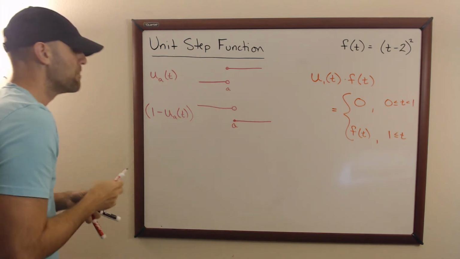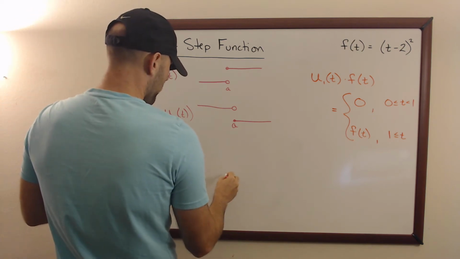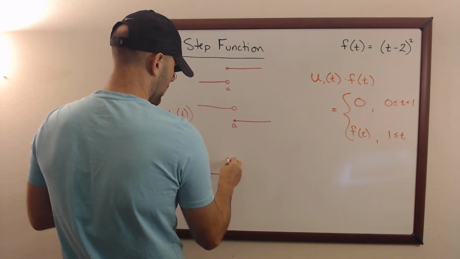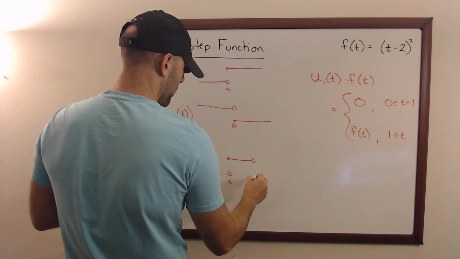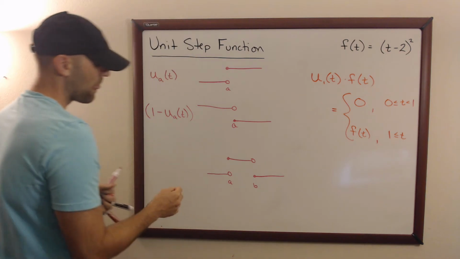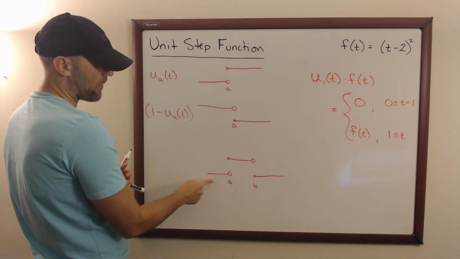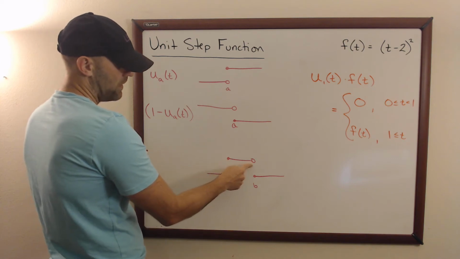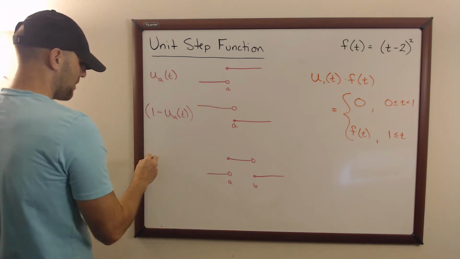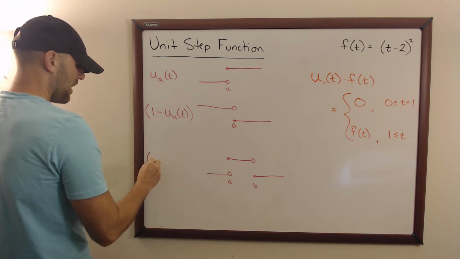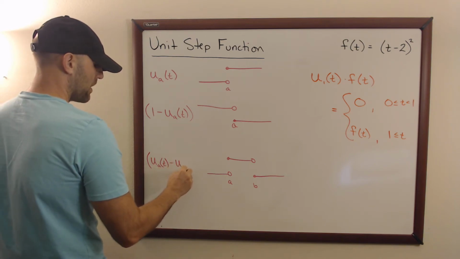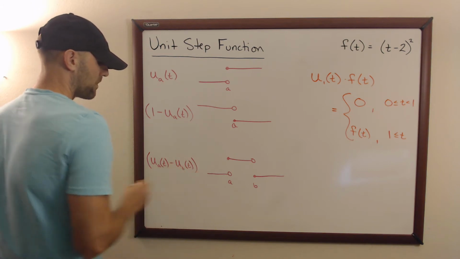And now what I really want is, let's say I want something that for 2 values a and b, I want to figure out how to do this. It's off until I get to a, then it's on, and then once I get to b, it turns off again. This is maybe not as obvious as that one. This is u sub a of t minus u sub b of t.